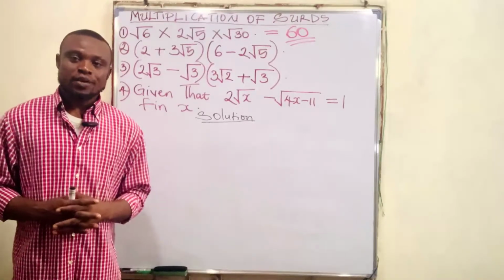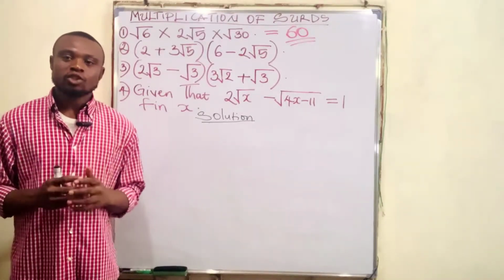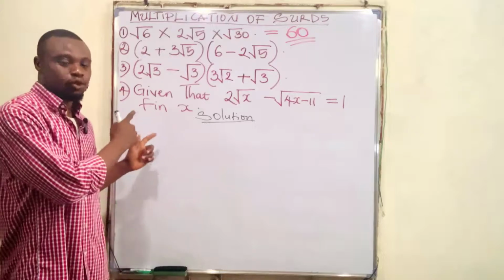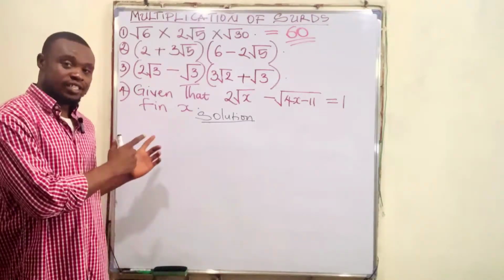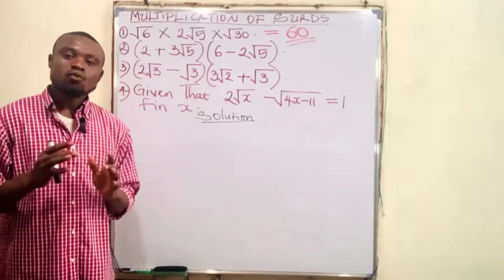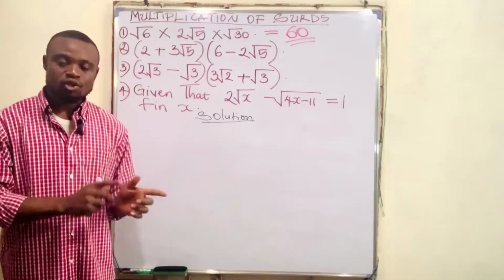Hello, Master Robots. Today I'll be explaining the multiplication of surds using the example on the board. Particularly, there are 4 examples there on the board. So I'll be solving one after the other, each of them.